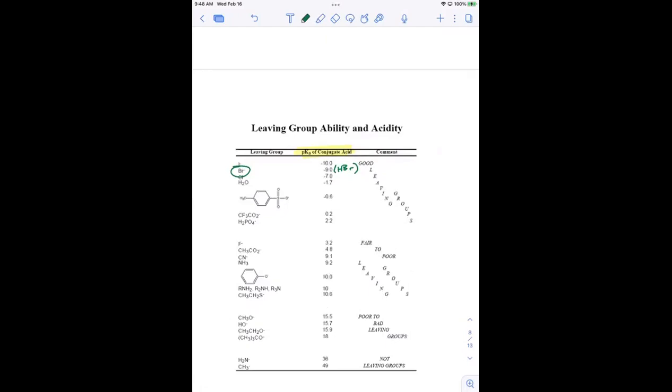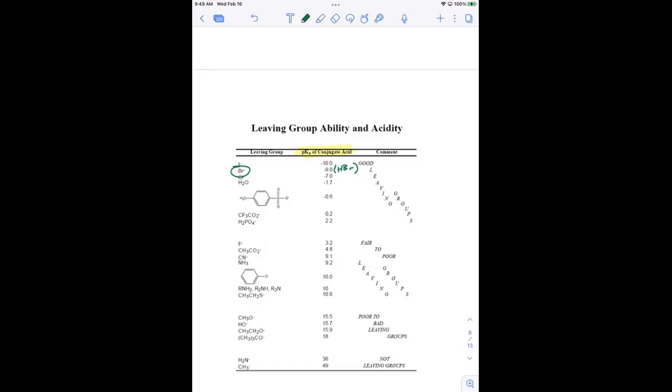What is the fact that the conjugate acid HBr has a -9 pKa? What does that tell us about bromine itself? What does the pKa value tell me about how stable or unstable the conjugate base is? Anybody? This is all from part one, acids and bases. Is it a stronger acid? Stronger acid. Okay, so what does that mean in terms of the bromine itself?